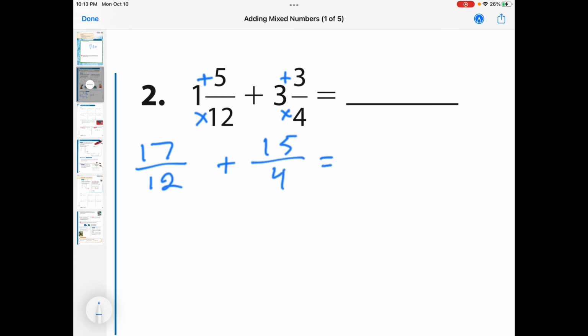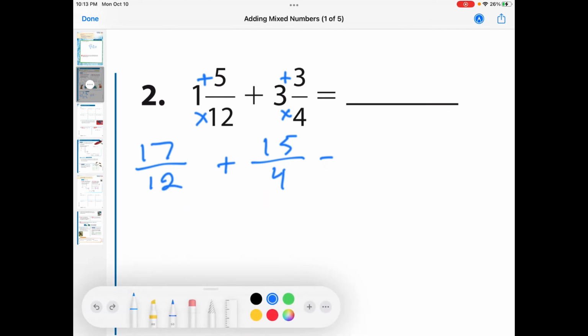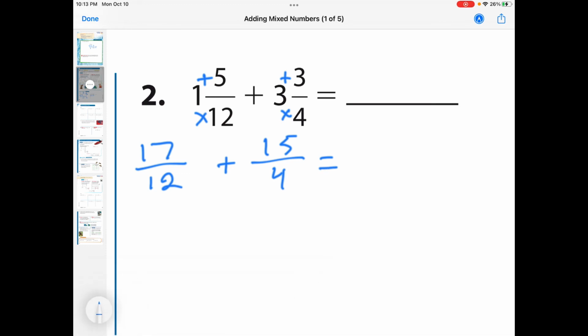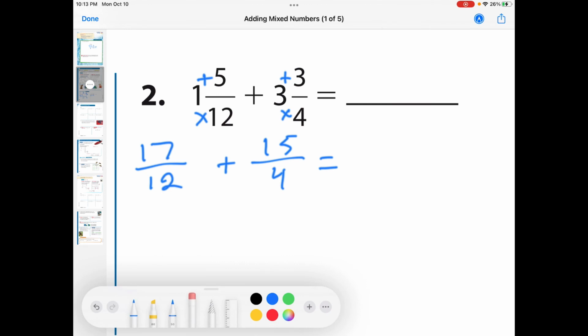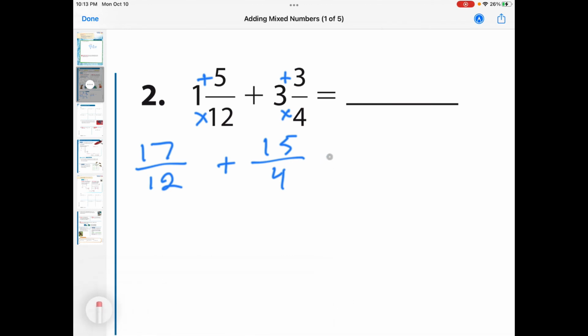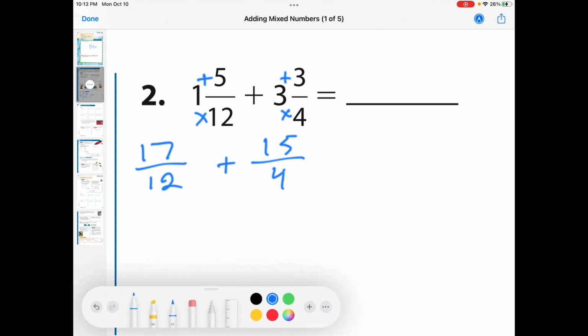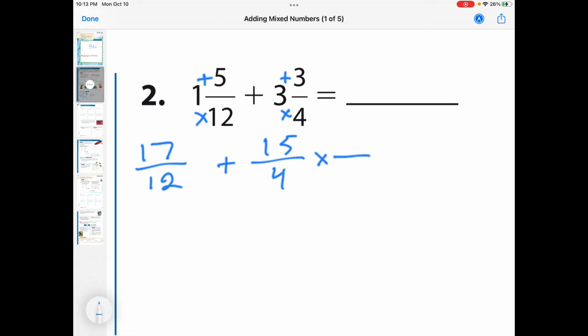Now the problem is we still can't do much here because these guys are unlike, right? So let's go ahead and convert them. What does it take to turn a 4 into a 12? Well, let me go ahead and erase this out of the way here. I happen to know that if I was to multiply times 3, then 3 times 4 is 12.